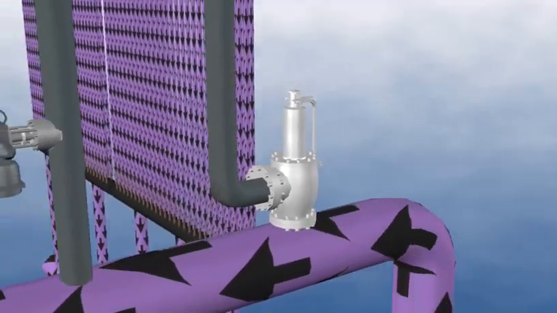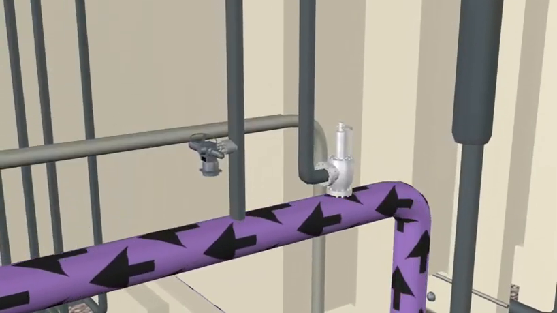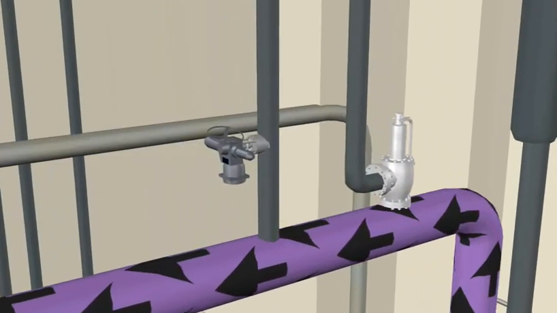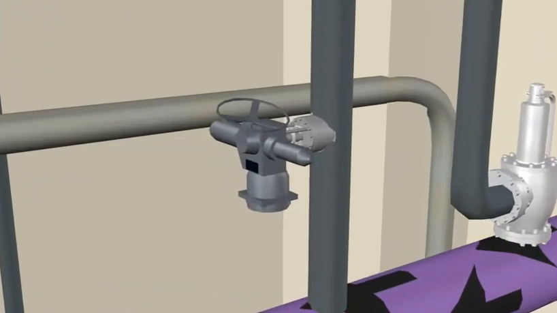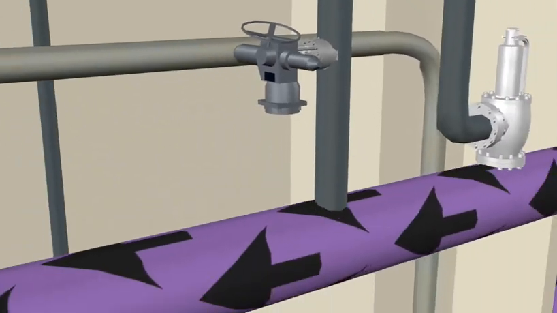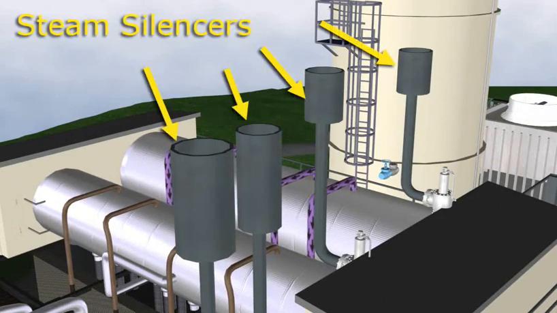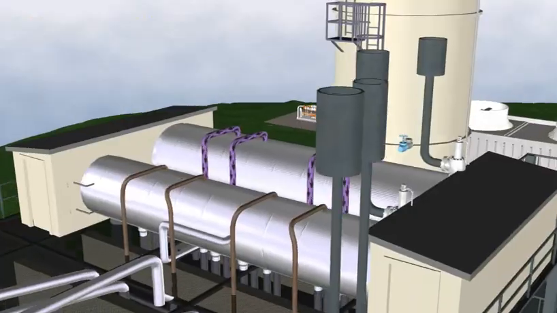The electronic relief valves, or ERVs, protect the HRSG steam systems against excessive pressure by relieving steam when exceeding the set pressure. ERVs are installed on superheaters only. Their set pressure is slightly below the set pressure of the corresponding safety relief valve. The steam silencers reduce the noise of the expanding steam from the safety relief and electronic relief valves.